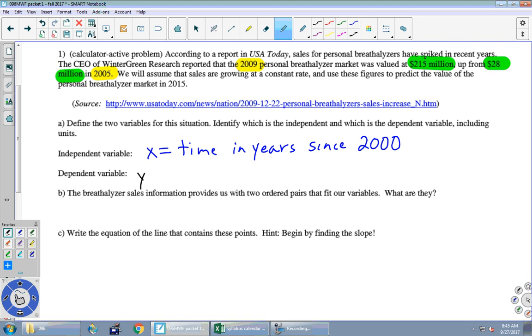Okay, dependent variable looks like it's the value of the market. Let's go ahead and fill that in. Y equals value of market. Remember I said I'm looking for 2 words, quantity word and unit word. Value is a quantity word, but we don't have the unit yet. What is a unit? Millions of what? Dollars. That's what we want to do. I'm going to put dollars here for just a second, and I'm going to leave a space there, which we're going to fill in momentarily.